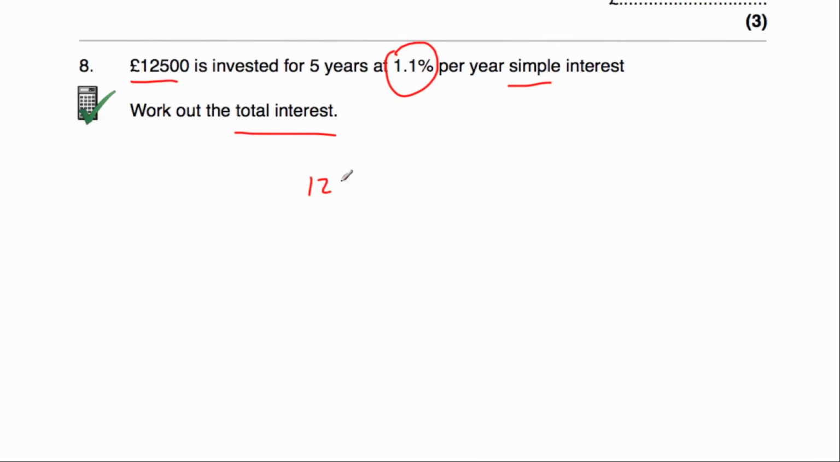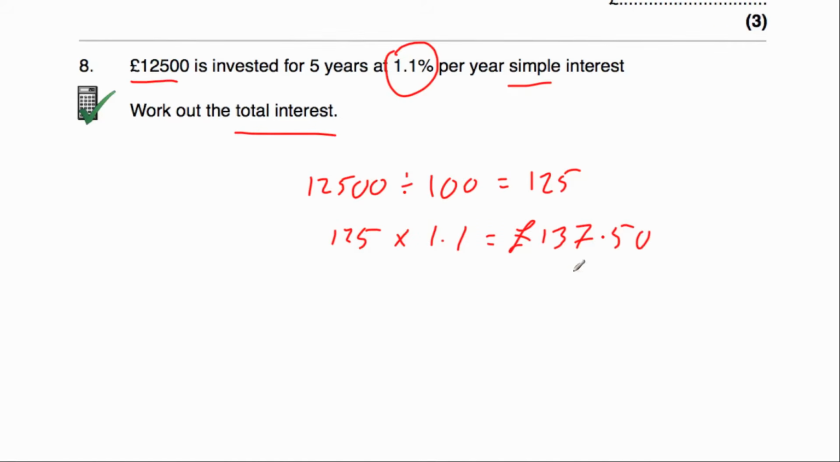So we're going to take our 12,500 and we're going to divide it by 100. So that would be equal to £125. So that's 1%, but we want 1.1%, so we'll take our £125 and multiply it by 1.1, and that gives us £137.50. So that's how much interest is earned every single year.